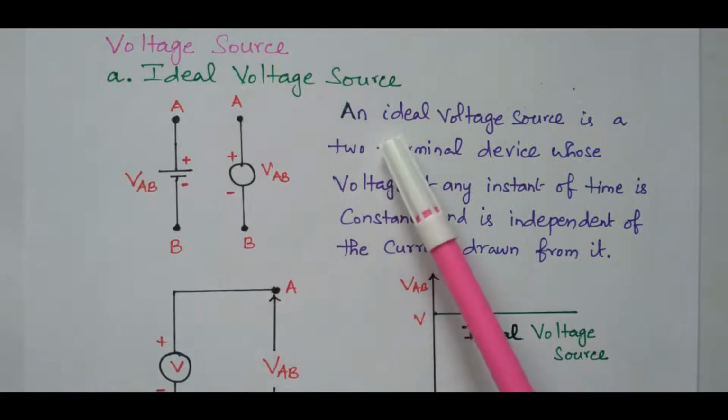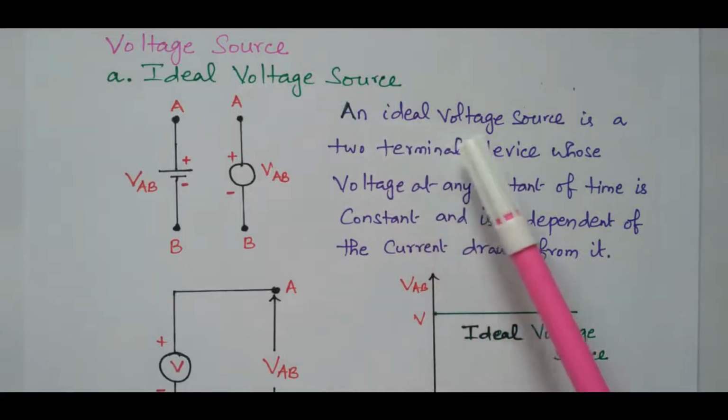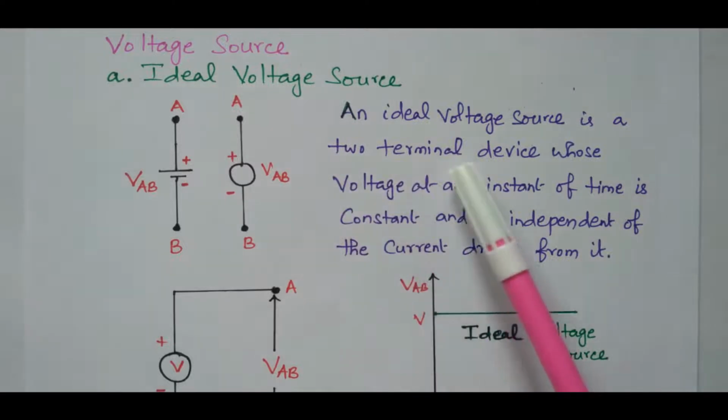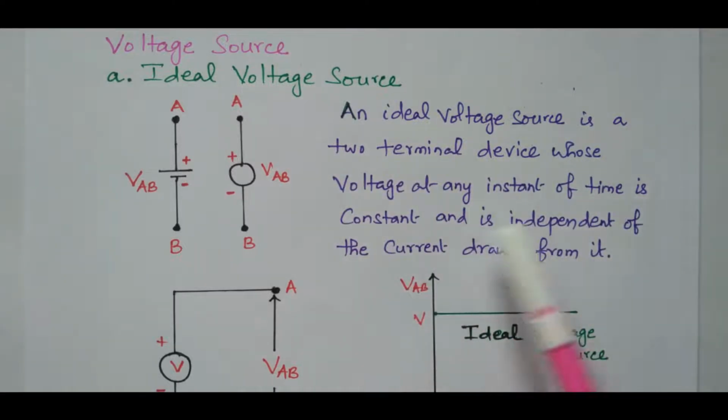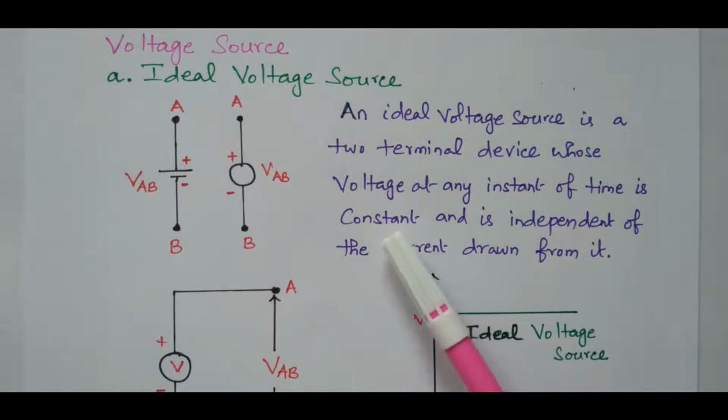So what is an ideal voltage source? An ideal voltage source is a two-terminal device whose voltage at any instant of time is constant and is independent of the current drawn from it. So the voltage is always constant. It will not vary with the current drawn from it. Whether the current drawn is more or less, the voltage will be constant in case of an ideal voltage source.